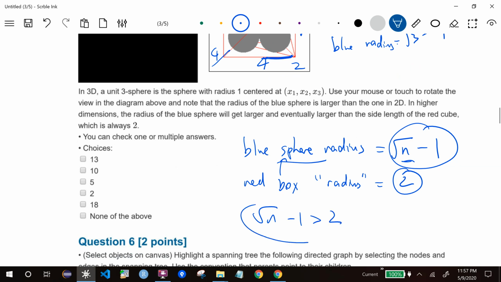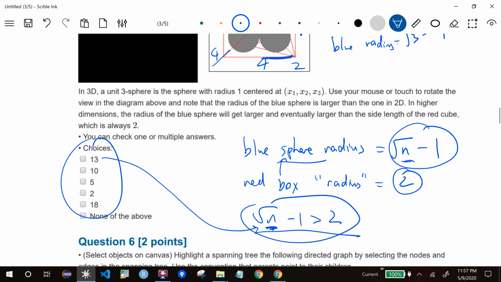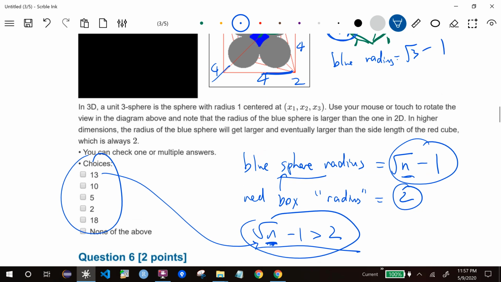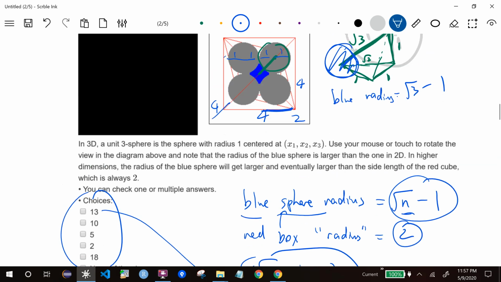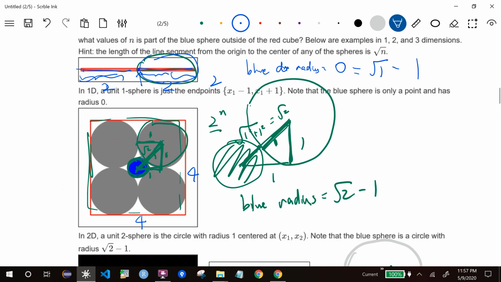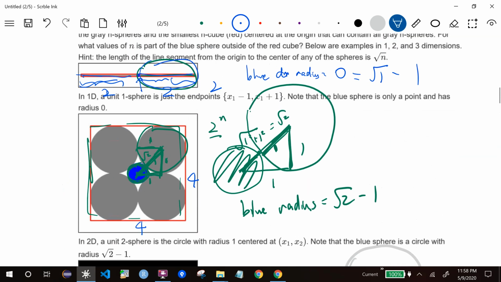So we want to find for which of these n this is true. You can try to calculate this. You can substitute all of these numbers here and figure out which ones. In how large the dimension will be in order for the blue sphere to be outside of the red box, which sounds surprising. But if you look at the first 3 dimensions, at the beginning, it's very small.